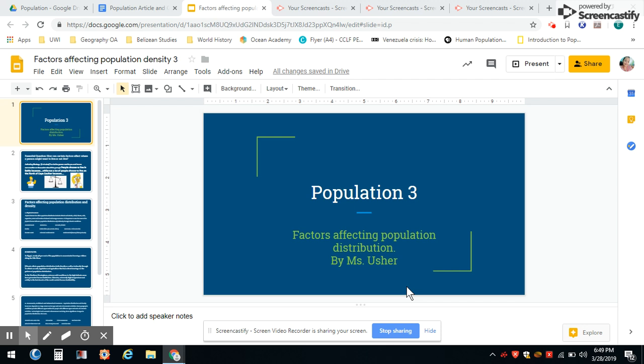Good morning, guys. So I'm not at Ocean Academy this morning. I'm at a workshop for climate change being done by Fisheries Department and Coastal Zone Management. Today we're going to be looking at population and the factors that affect population distribution.